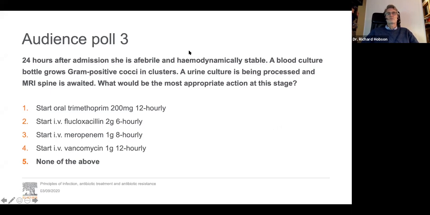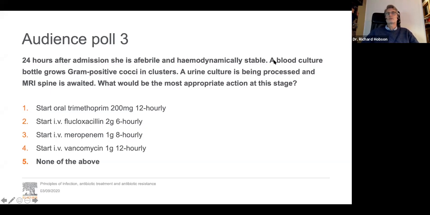We've got a gram-positive coccus in a blood culture, but at the moment we've got no idea what that is or whether it's relevant. It might turn out to be a coagulase negative staph, which is unlikely to be the cause in someone if they haven't got any devices in their spine. So we don't really know what's going on.